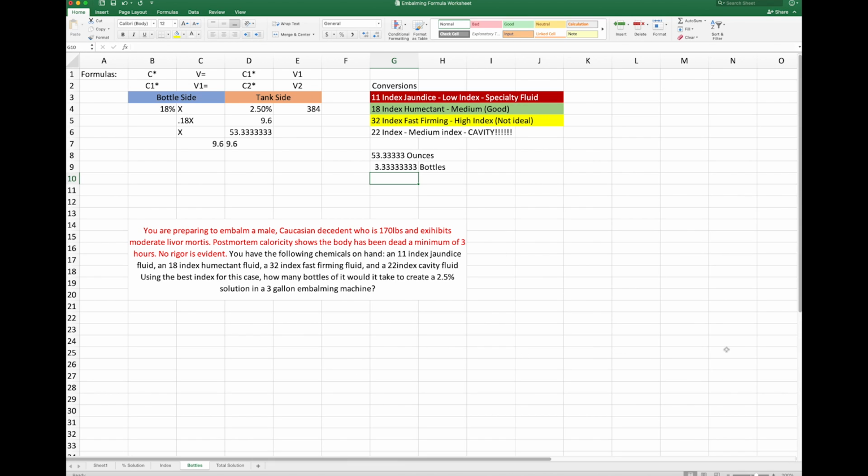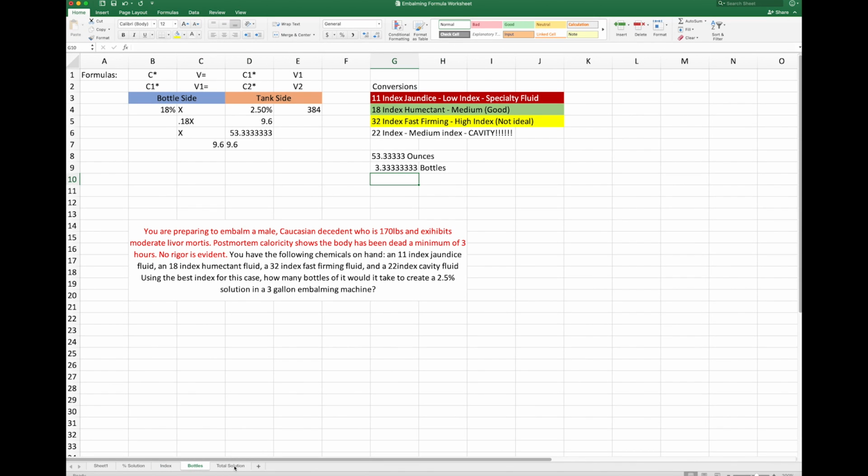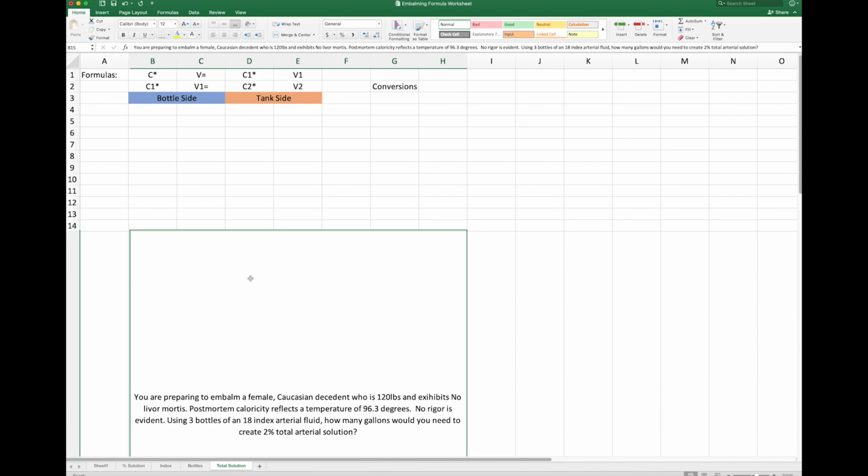So let's go ahead and look at the final question. All right, last one. I did have to stop for a second and redo the screen, so there might be a little bit of a shift. Apologize for that. Let's look at this last question. You're preparing to embalm a female Caucasian decedent who is 120 pounds and exhibits no livor mortis. I've noticed I've spelled exhibits wrong in all the questions. I'm just not going to go back and re-edit the video.